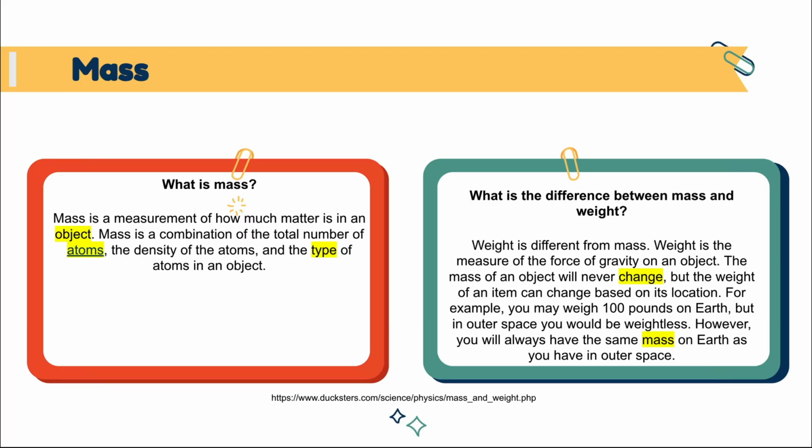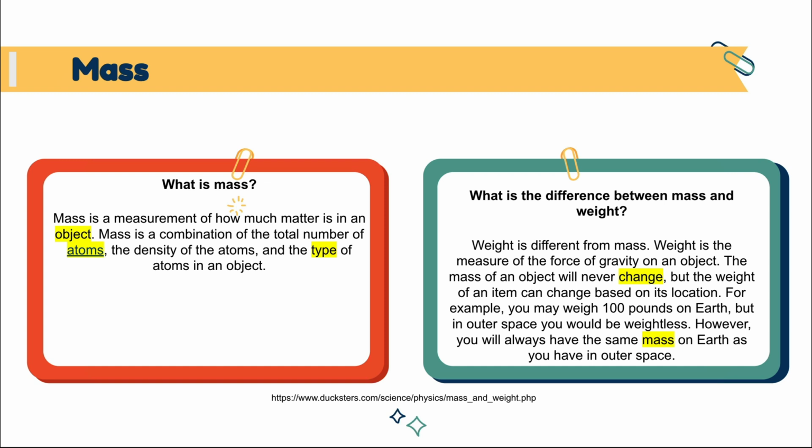Mass. What is mass? Mass is a measurement of how much matter is in an object. Mass is a combination of the total number of atoms, the density of atoms, and the type of atoms in an object. What is the difference between mass and weight?